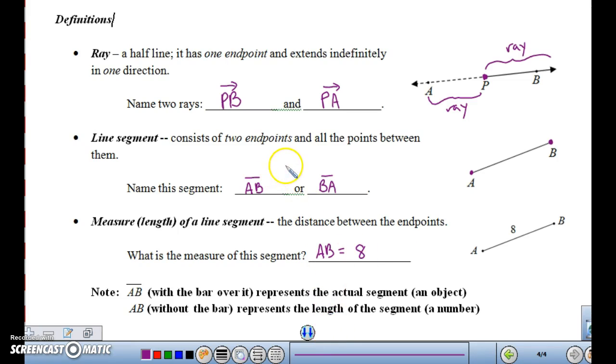Now notice the difference between naming the line segment and naming the length of the line segment. AB with a bar over it represents the name of the segment. It's the actual segment, it's the object. That's segment AB. But if you see AB without the bar, what that's asking you is what's the length of the segment. The length of the segment AB is 8. So when you are looking at the name of the segment, it's got the bar over the top. When you're looking to measure the segment, it does not.